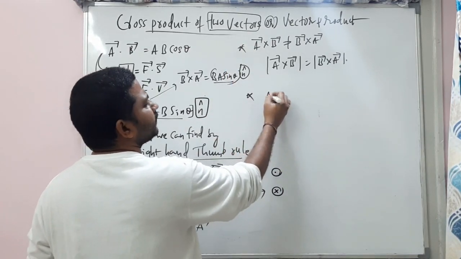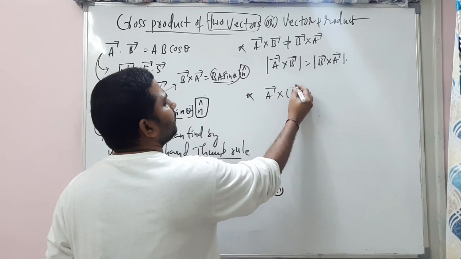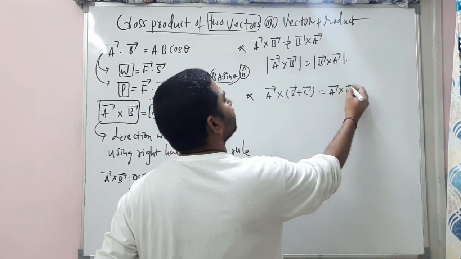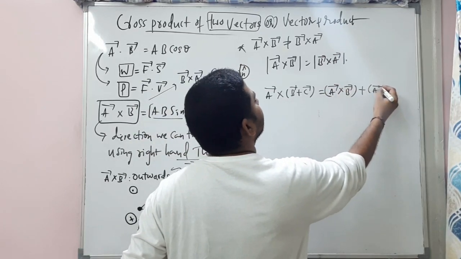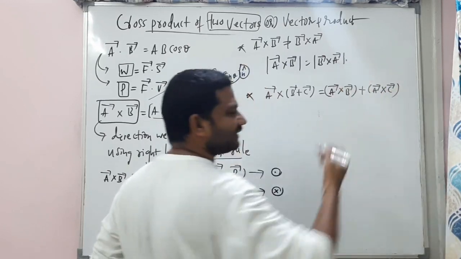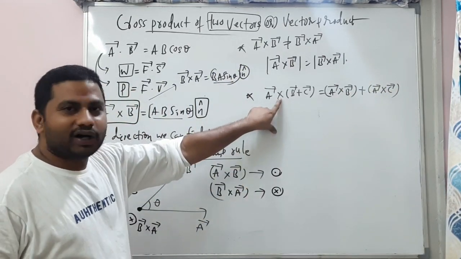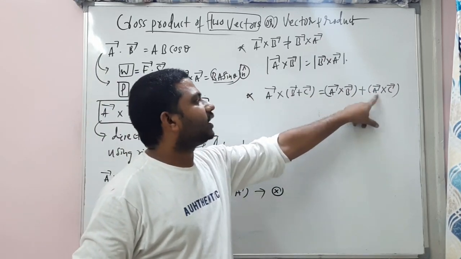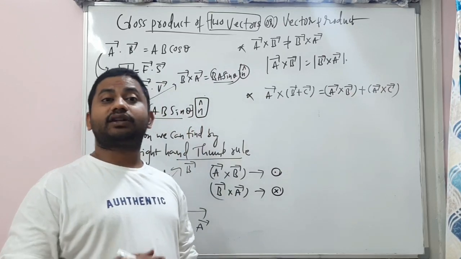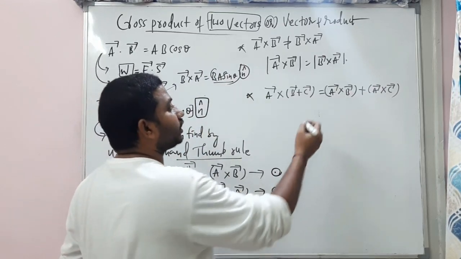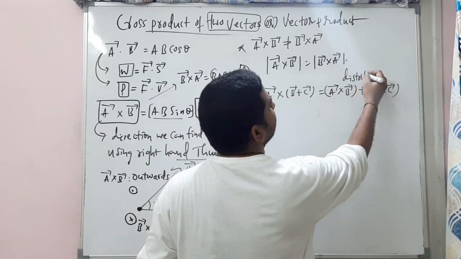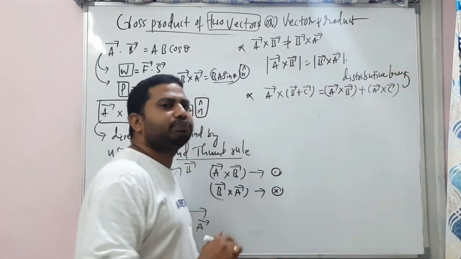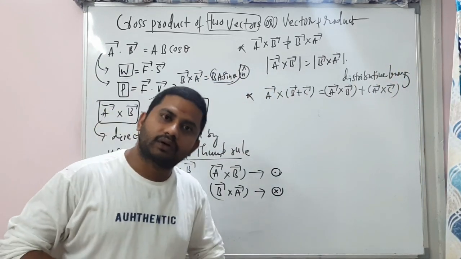And next one. A bar cross (B bar plus C bar), I can write it as A bar cross B bar plus A bar cross C bar. I can write like this. A bar cross (B bar plus C bar) is equal to A bar cross B bar plus A bar cross C bar. That's called distributive law. What is this law called, my dear students? Students, tell me. It's a distributive law. Alright everyone.